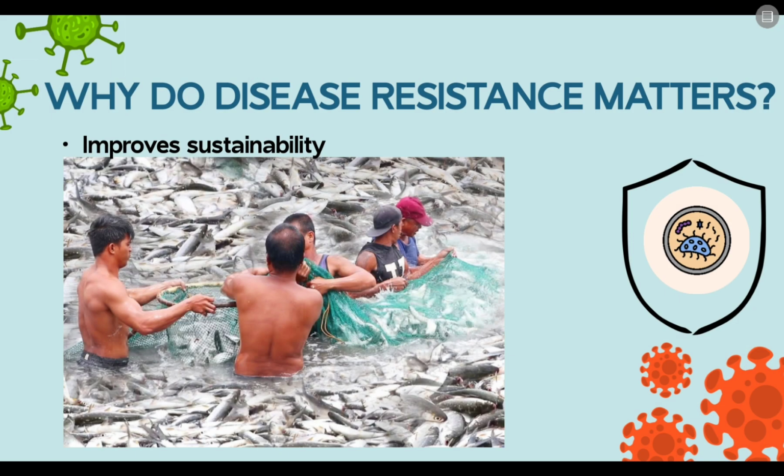And the third one is that it improves sustainability. So, genetically resistant fish survive better, grow consistently, and require fewer resources. This supports long-term sustainable aquaculture by reducing waste, lowering mortality rates, and promoting eco-friendly practices. So, sustainable production ensures the industry can continue without harming the environment or producing unsafe products.